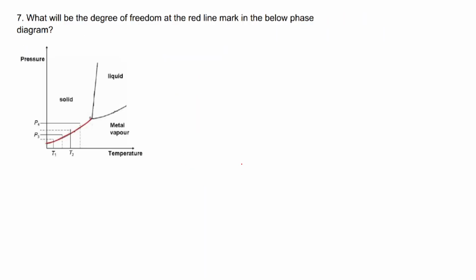Now, next question. What will be the degree of freedom at the red line marked below? 2. Really? It's not 2. How did you get that? The degree of freedom along the line is 1. The question is along that line, okay?